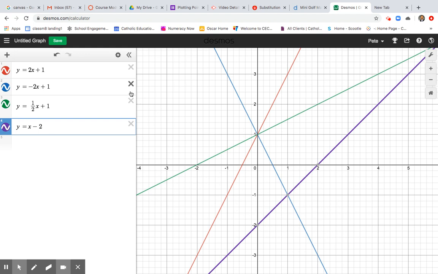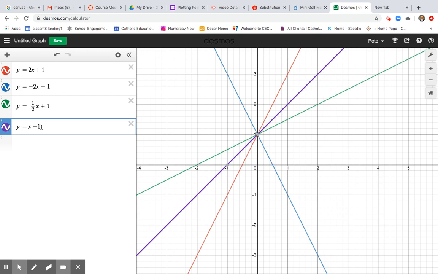What is the same about these three graphs? They've all got this plus 1, plus 1, plus 1, and they all cross at this point here, this plus 1. This is called the y-intercept. This one crosses at minus 2 because it has a y-intercept of minus 2. And if we change this to plus 1, it goes through that same point like all the other graphs.